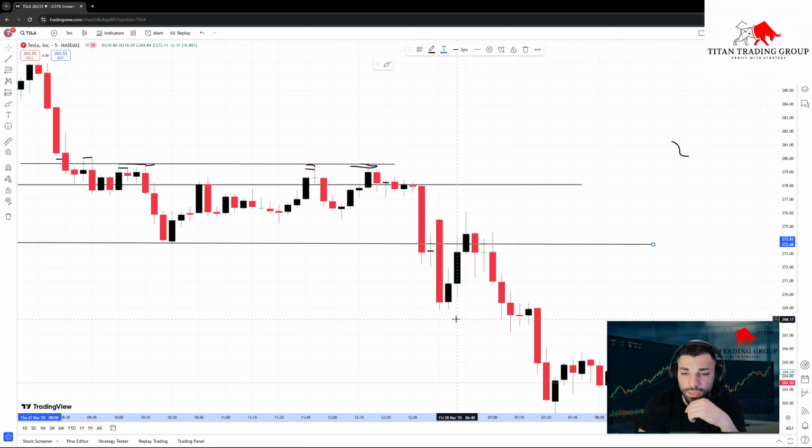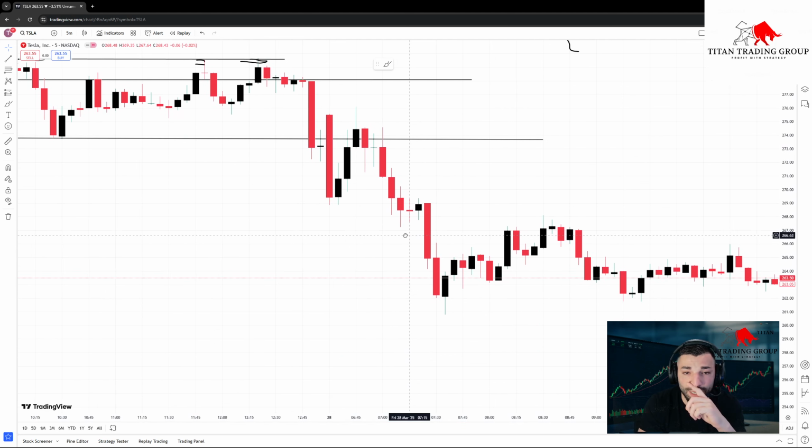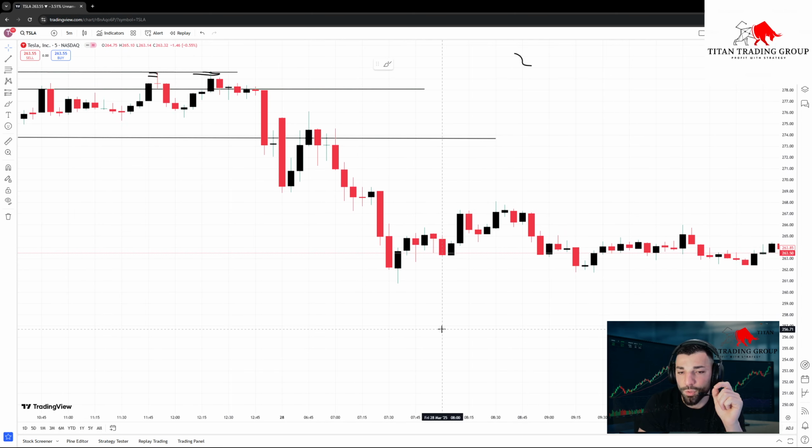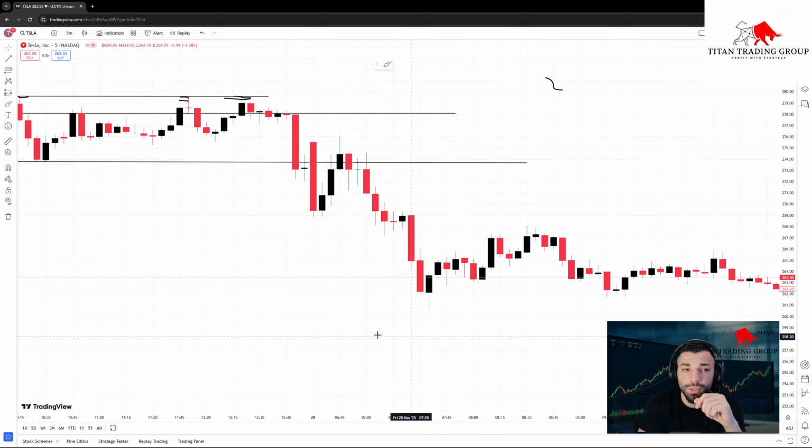Again, we fail. Try to come up. We test it because now it's a resistance area. We fail to break resistance. We fall back down again. Obviously, the stock is in a bear cycle. And then we go down, obviously, to the next support area. But that's it, guys. That's support and resistance levels.